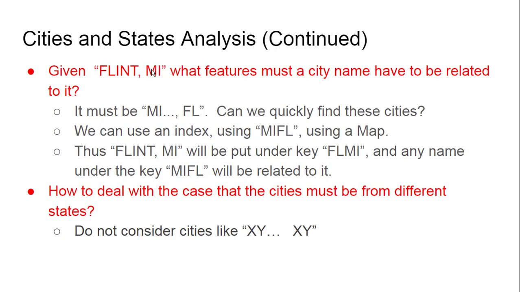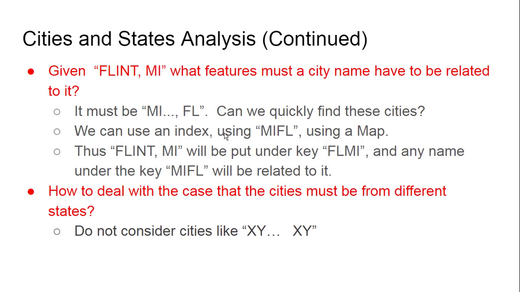So let's think concretely. Given the city name Flint, Michigan, what feature must a city name have in order to be related to this city? That city name must start with MI. It must be MI something, and the state must be FL in order for it to be related. So can we quickly find those cities? The answer is yes.